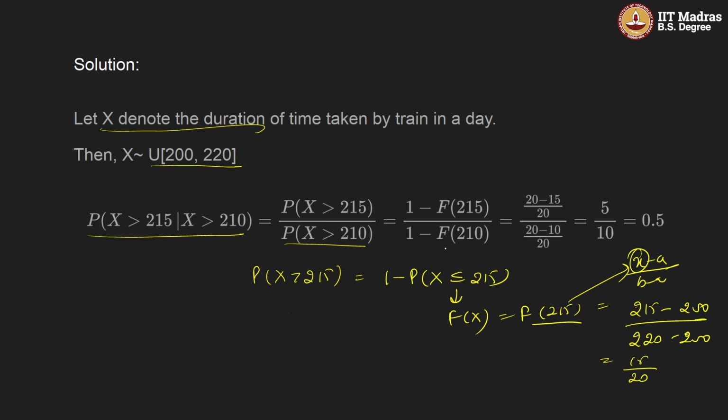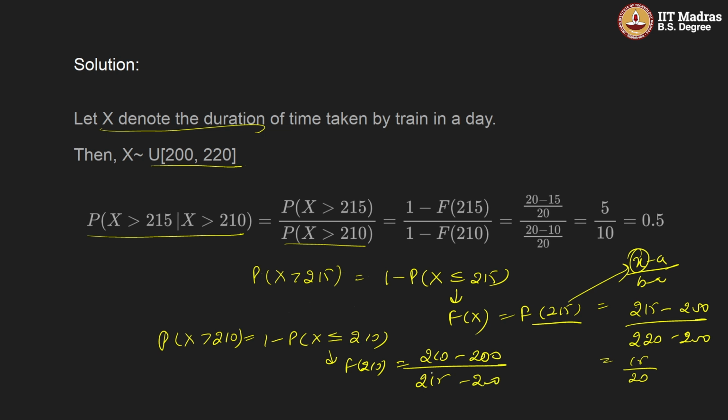Similarly, the probability of x greater than 210 will be equal to 1 minus the probability of x less than or equal to 210, and this is the CDF. We will find the value: 210 minus 200 divided by 220 minus 200, sorry, this is 220. So this will be equal to 10 by 20. Okay, so now we have got this value and this value.